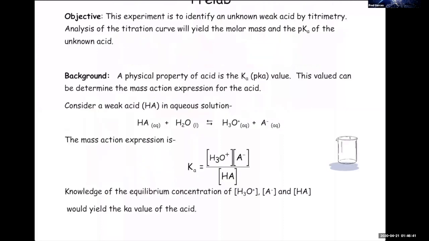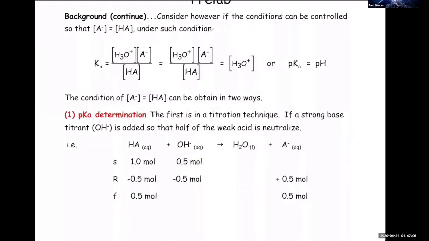So it gives you some background information. What we're going to do is use titration techniques to determine both the molar mass and the pKa, or the Ka, of an unknown, and thereby, with that information, identify the unknown from a list. It tells you about an acid reaction and the mass action expression. If you write the mass action expression and get to a point where the concentration of the acid and its conjugate are equal, then the pH is equal to the pKa.